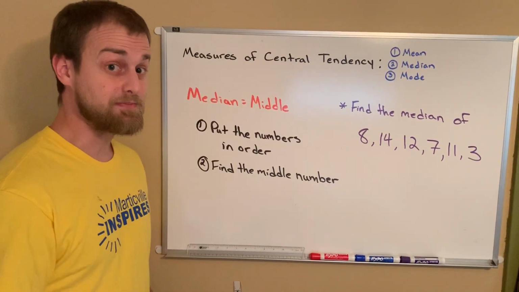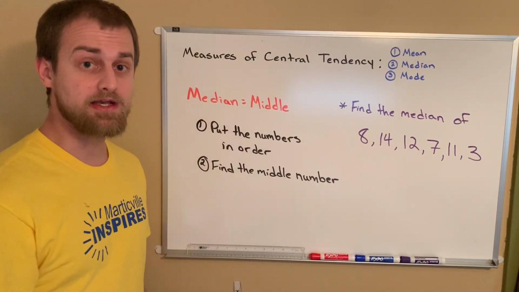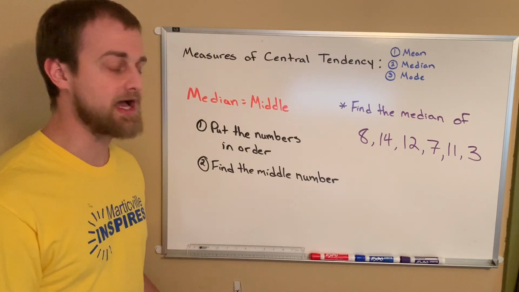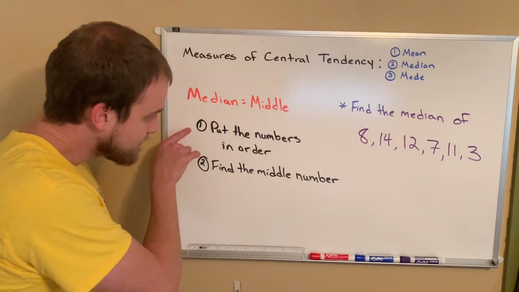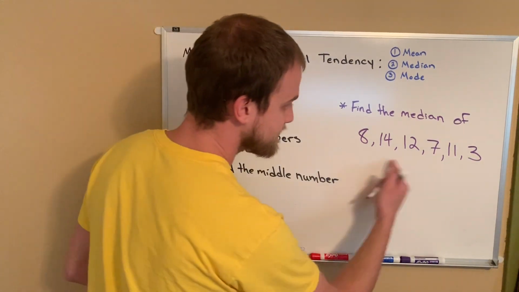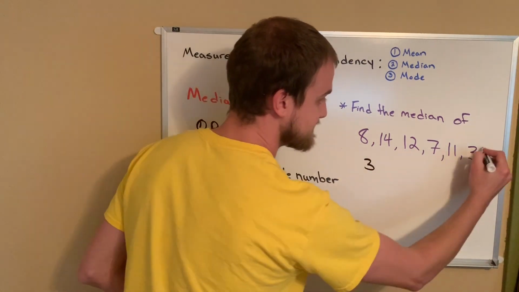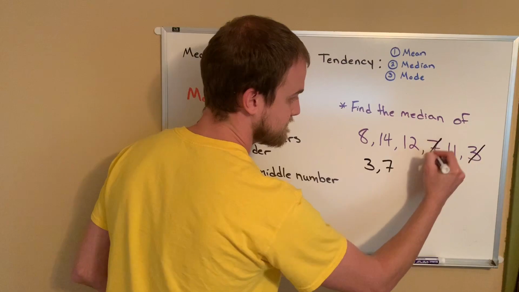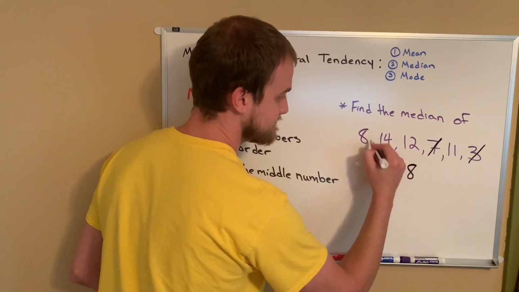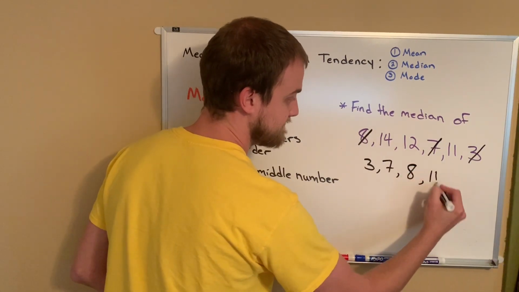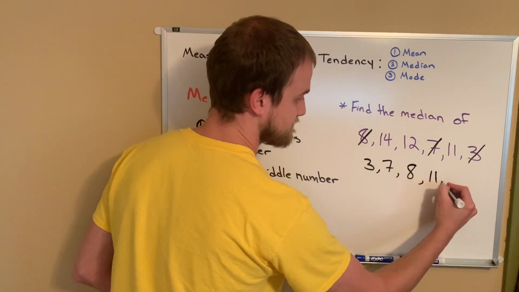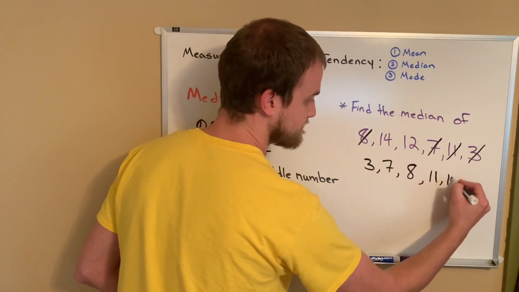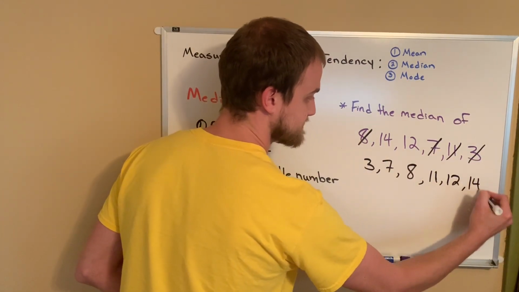For our second example, we're going to do the same thing, but we're going to notice something a little different happens here. So again, put the numbers in order. Looks like 3 is my smallest in this data set. And it looks like 7, then 8, then 11, then 12, then 14.